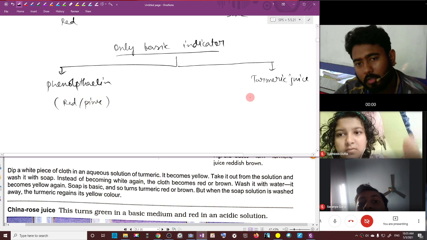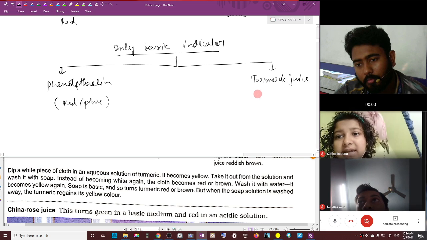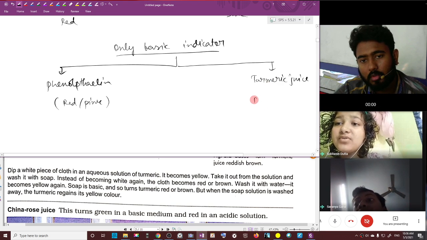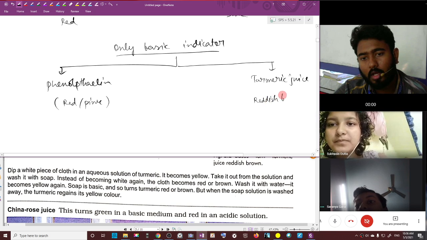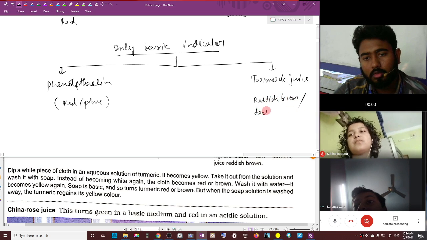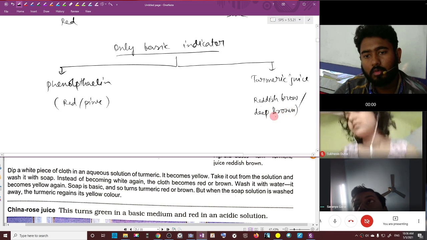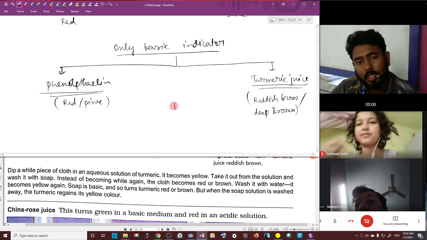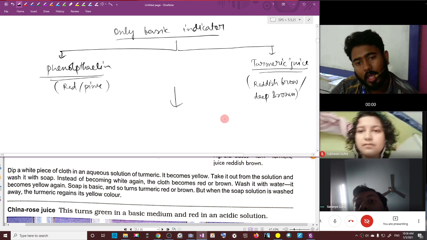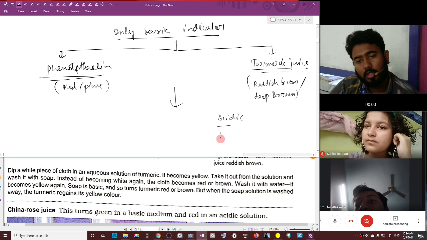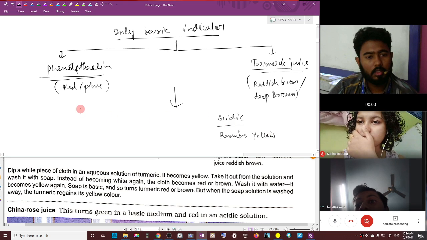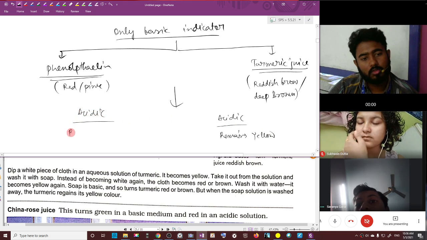What is the color of turmeric in basic medium? In basic medium, reddish brown to deep brown. Right? That means it indicates the base only. Can it indicate acid? No. In acidic, it remains yellow only. And phenolphthalein in acidic also remains colorless.